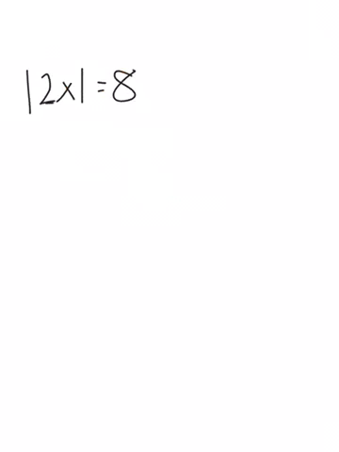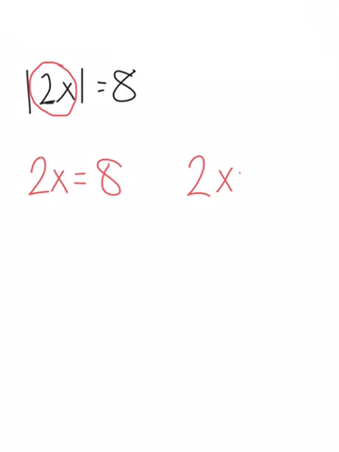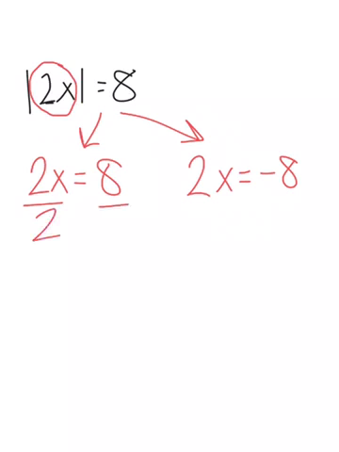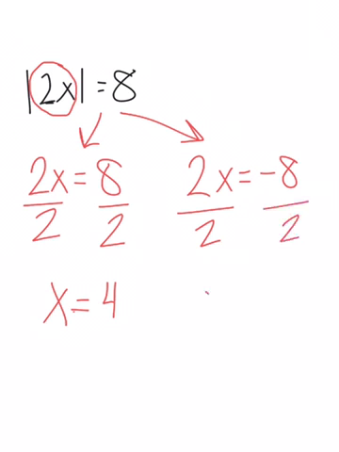Increasing the difficulty by one step, I have a 2x in there. So when I look at this equation, I know that the absolute value of this expression has to equal 8. Well, there's two things that can be. That can either be 8 or that can be -8. That gives me two different equations to solve to give me my two different values for x that make that equation true. In this case, I get 4 and -4.